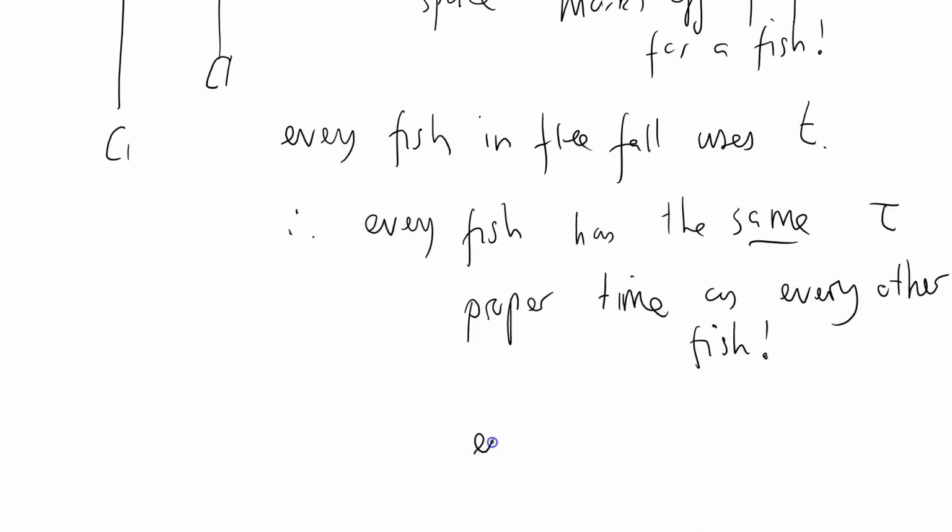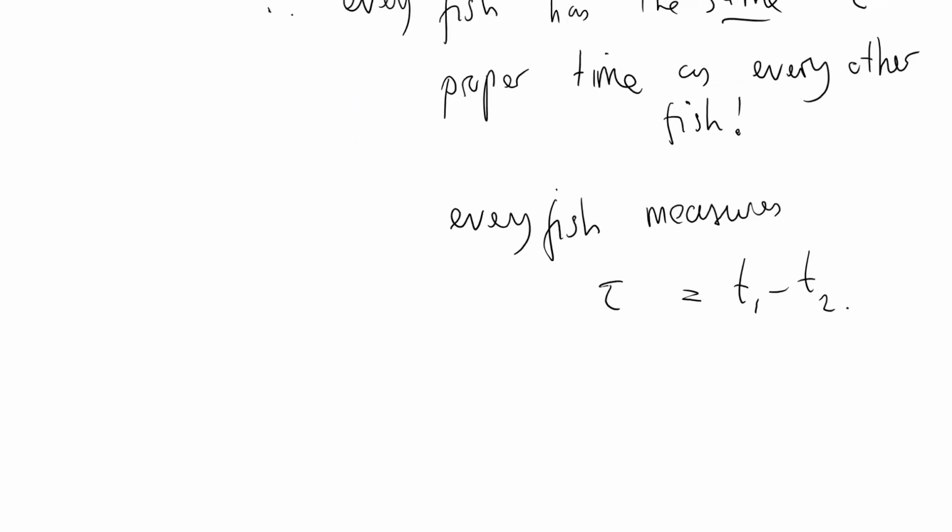Because every fish, you could put other animals in there if you like, any animals, mollusks, anything. Every fish measures tau equals t2 minus t1, because the argument I've mentioned is not specific to any particular world line. So every fish has the same proper time. So there's no time dilation, at least at first order, in a gravitational wave.